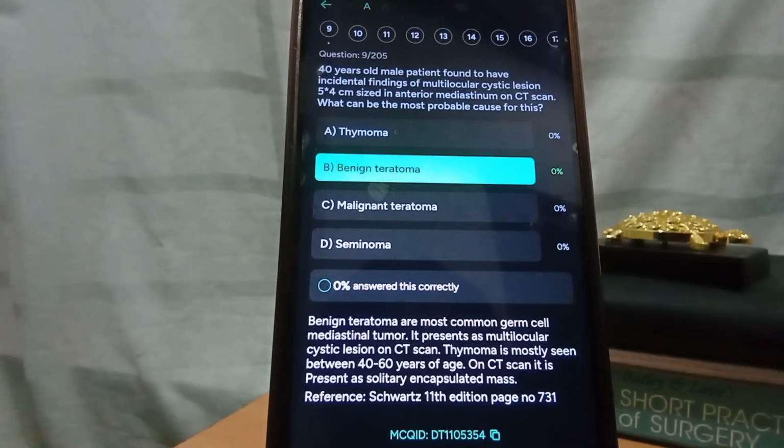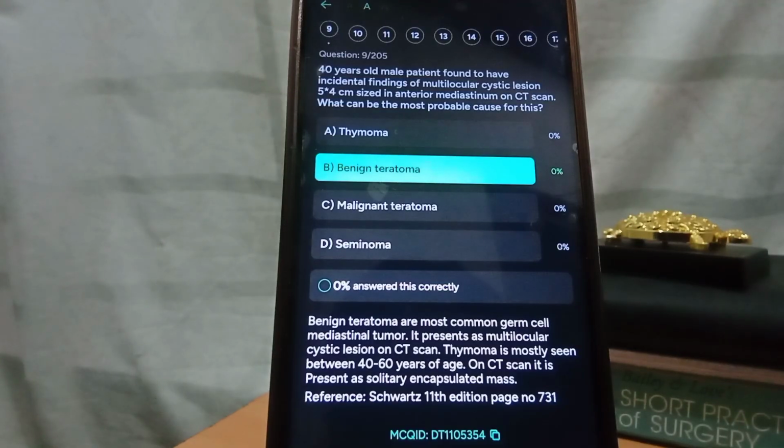A 40-year-old male patient is found to have an incidental finding of multilocular cystic lesion, 5 into 4 cm in size, in the anterior mediastinum on CT scan. What will be the probable cause for this? So it is benign teratoma. Benign teratoma is the most common germ cell mediastinal tumor. It presents as a multilocular cystic lesion on CT scan.